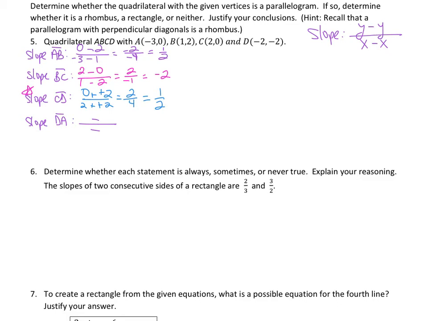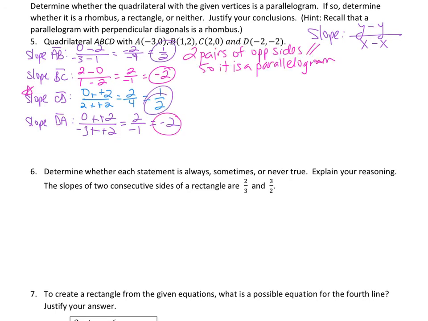For the last one, for D and A, to connect our rectangle or parallelogram back together, I'm doing A and then my D. So A, 0 minus negative 2, and negative 3 minus negative 2. So notice you've got a couple negatives in there, so you have a positive 2 over a negative 1, which reduces down to negative 2. So far, we know that it is a parallelogram because we have two pairs of opposite sides that are parallel.